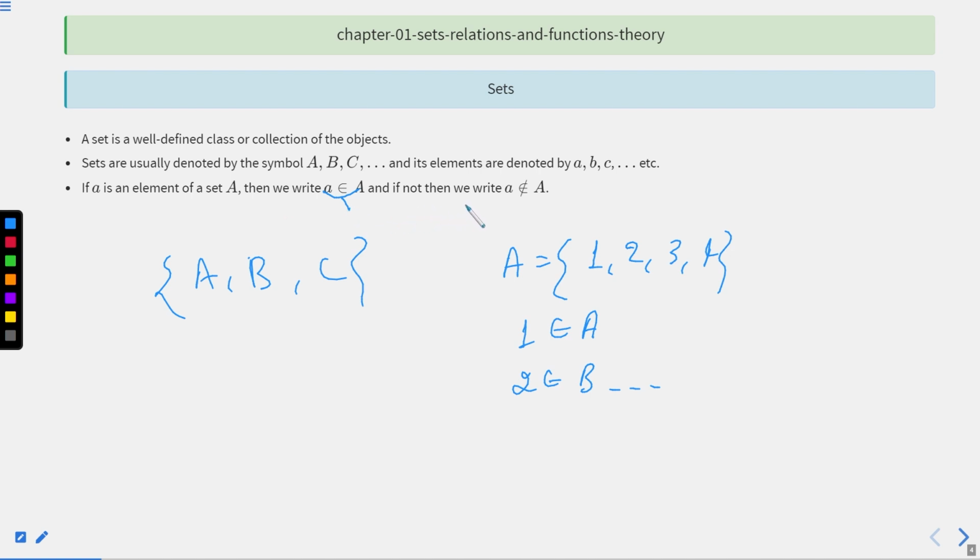So if small a is an element of set A, then we can write a belongs to A. And if a is not an element of set A, then we can write a does not belong to A. Here we can write 5 does not belong to A, right? This is A. 2 belongs to A. 5 does not belong to A, right? So by this method, we can represent different elements of a set.